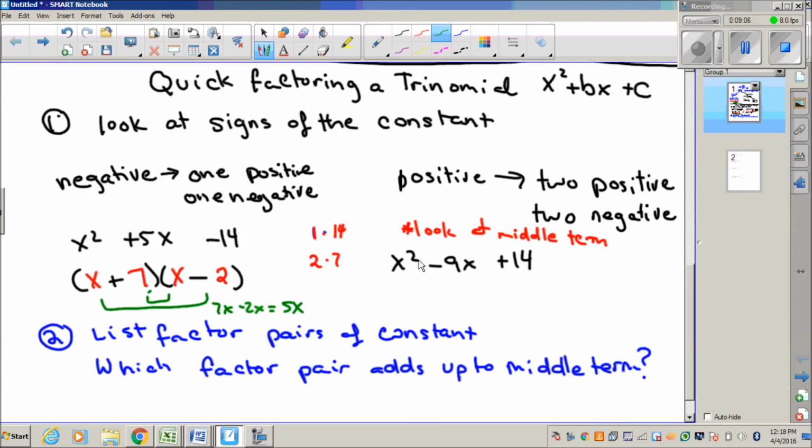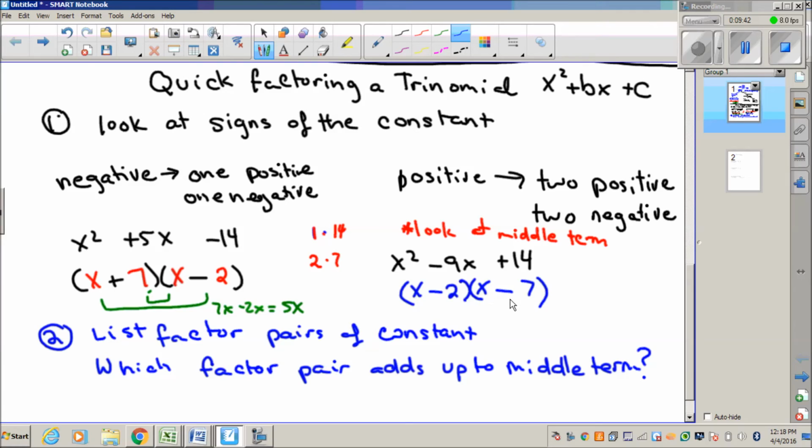Okay. Again, when I look here, 14 is still my constant term, so it's either 1 and 14, 2 and 7. It's positive, so I know the signs have to be the same. And I look at my middle term, and I see that it is negative, so I know they both have to be negative, because a negative times a negative will give me 14, and a negative plus a negative will give me a negative 9. So which combination will give me 9? Well, it's 2 and 7 again, but this time it's x minus 2, x minus 7.